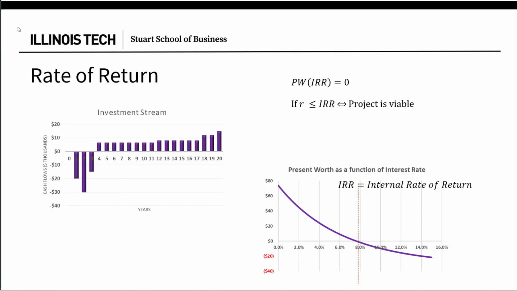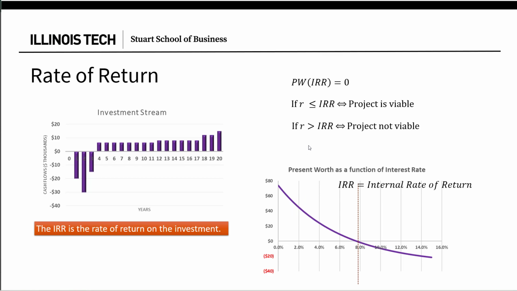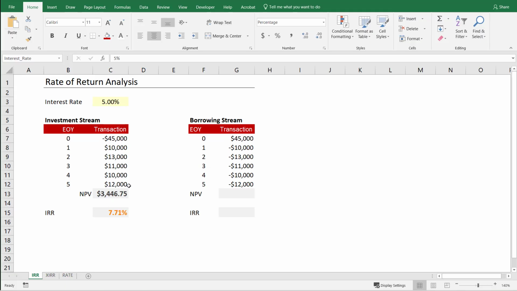In other words, we could not match the cash flows from the project, the returns from the project, if we invested this money at a rate of VAR. And so for that reason, if our interest rate is less than the IRR, we're going to say the project is viable. But if the interest rate is higher than the IRR, we're going to say the project is not viable, right? Because if we're getting a higher rate of return, we could invest this money and then exceed the returns from the project. So now let's consider another example.